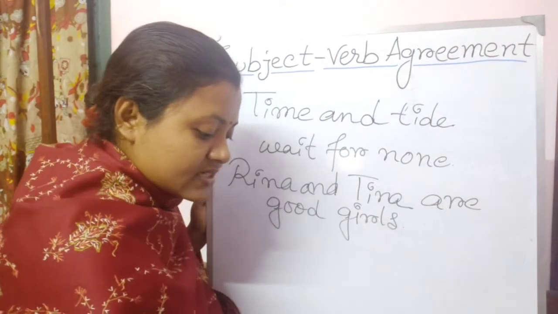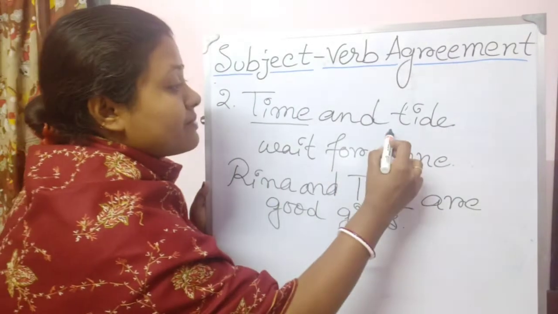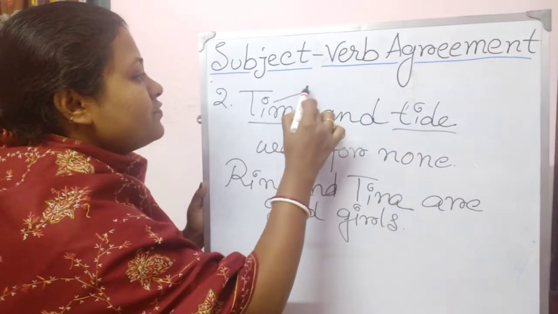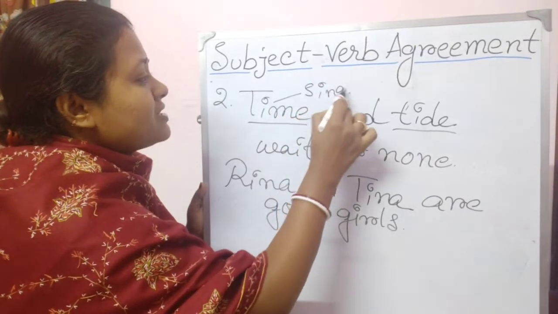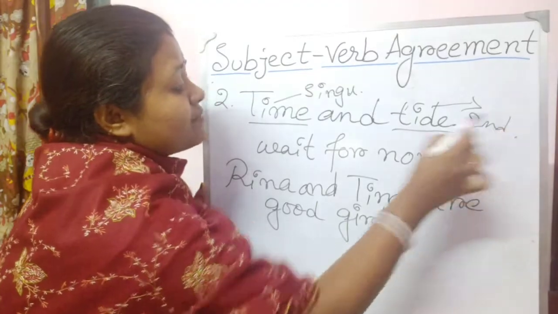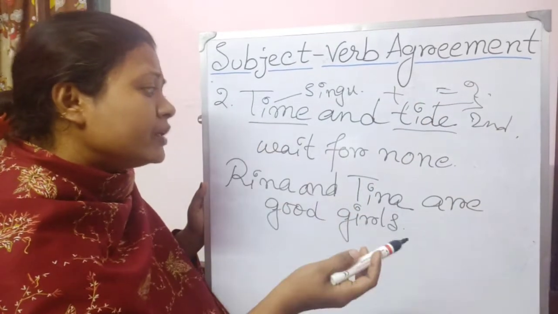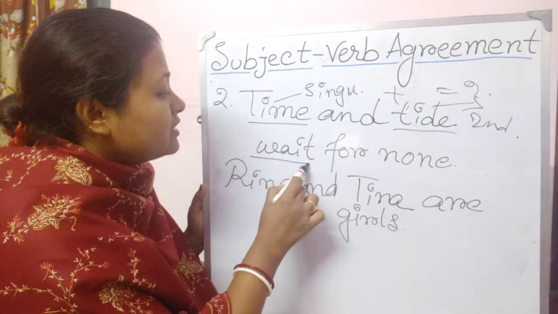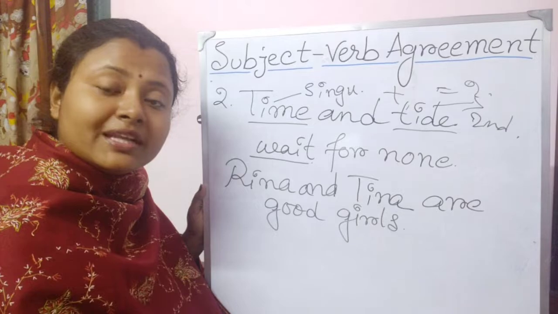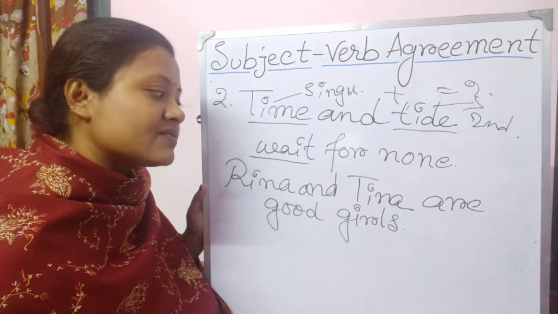Here see, students, in the sentences, there are two singular subjects. In the first sentence, time and tide. Here time is the first singular subject, and tide is the second singular subject, which counts to two subjects. That means plural in number. So the verb which follows will also be plural. So that is why wait. Okay, s or es will not be added after that.